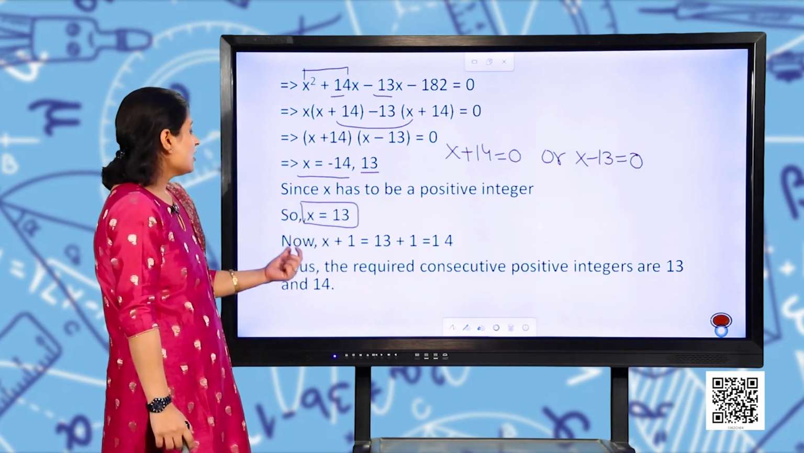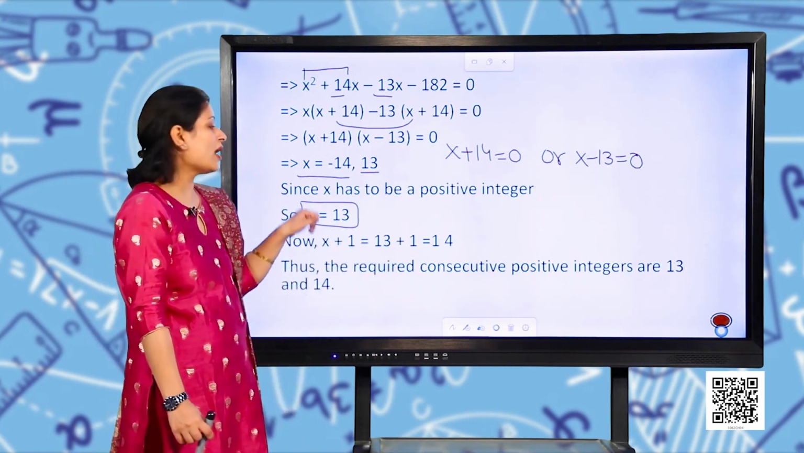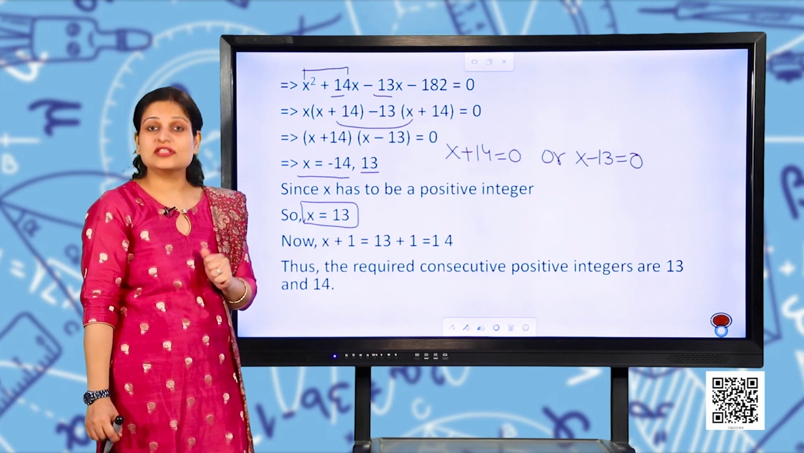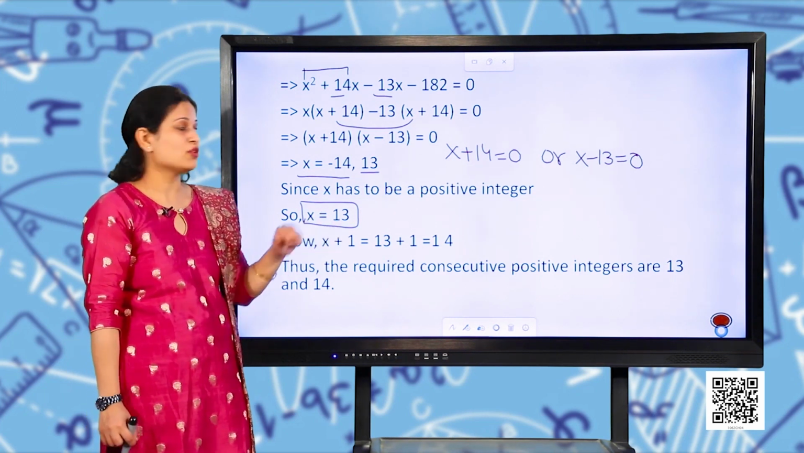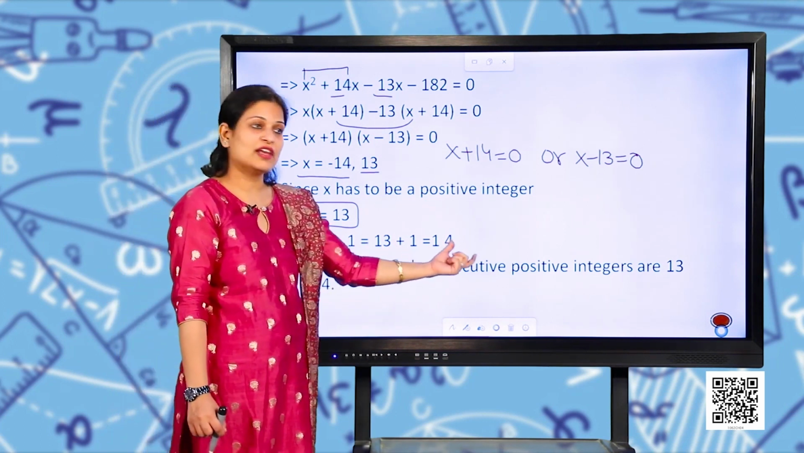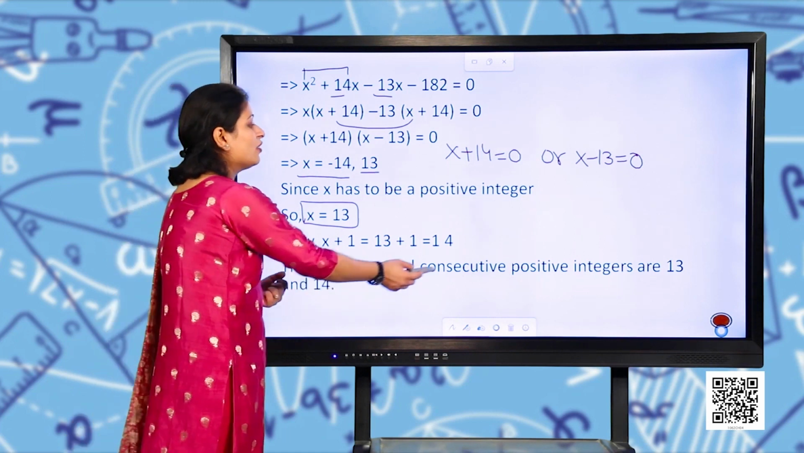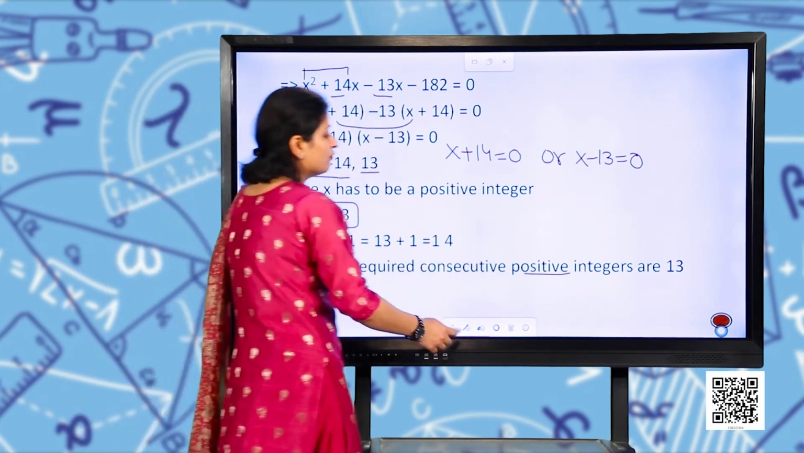13. Now, x plus 1 is what? 13 plus 1, because these two are consecutive positive integers, that is why I have considered the positive value of x, not the negative one. So, x plus 1 is what? 13 plus 1, you will get 14. Thus the required consecutive positive integers are 13 and 14.